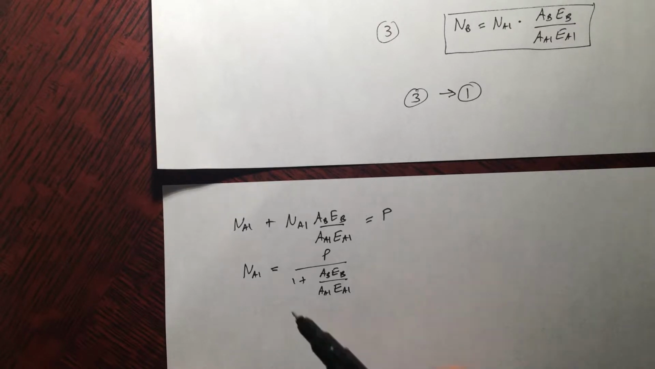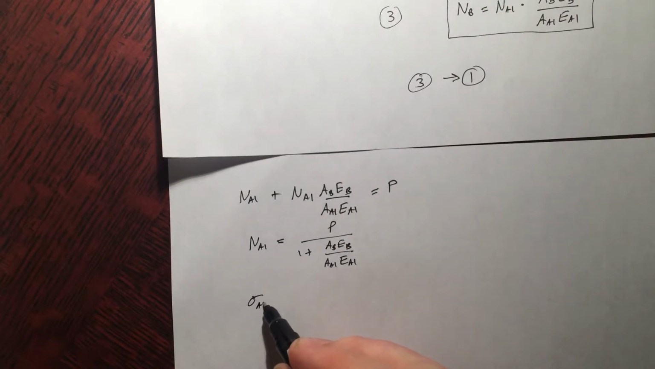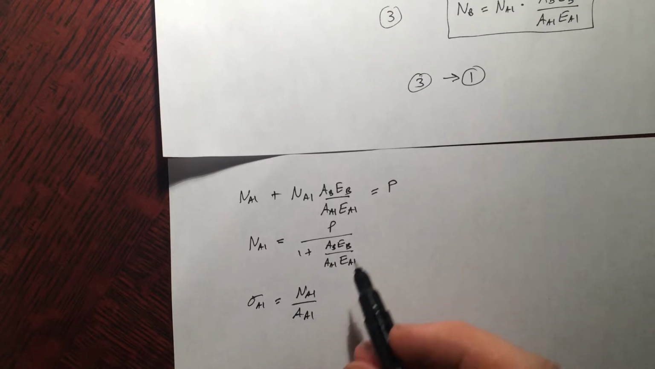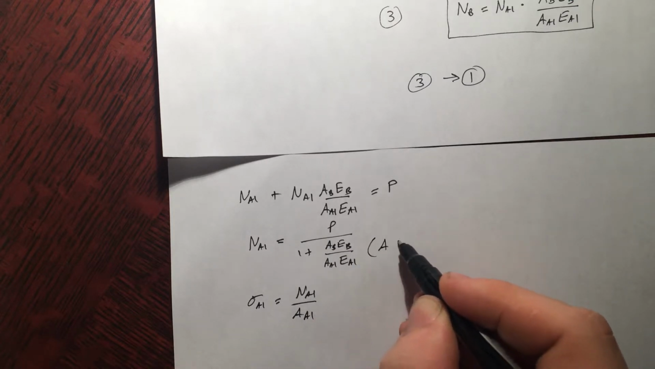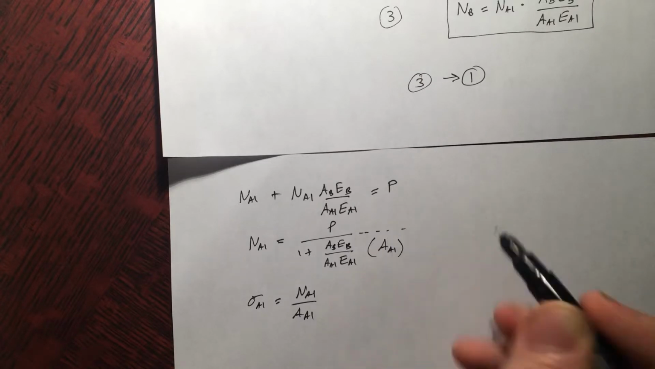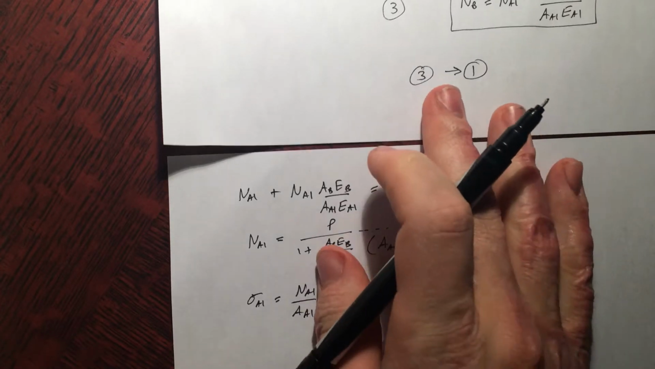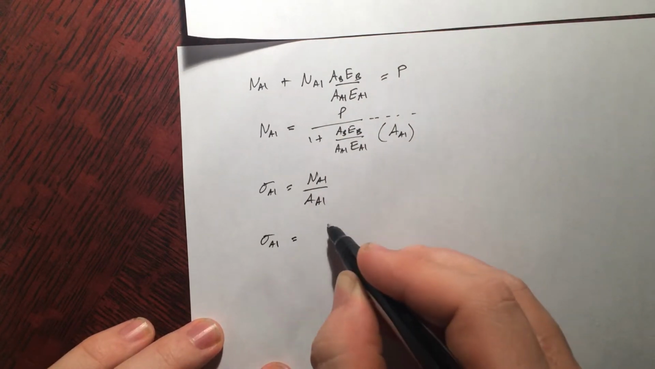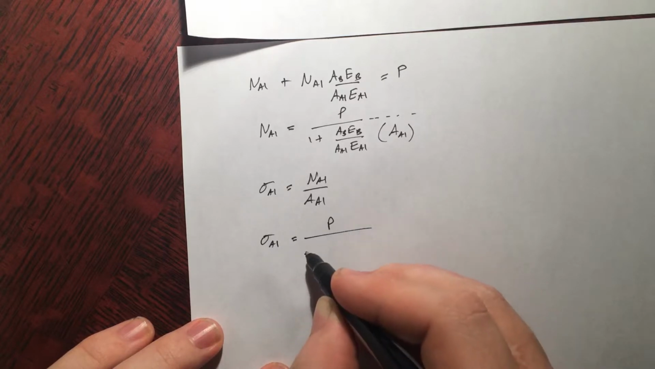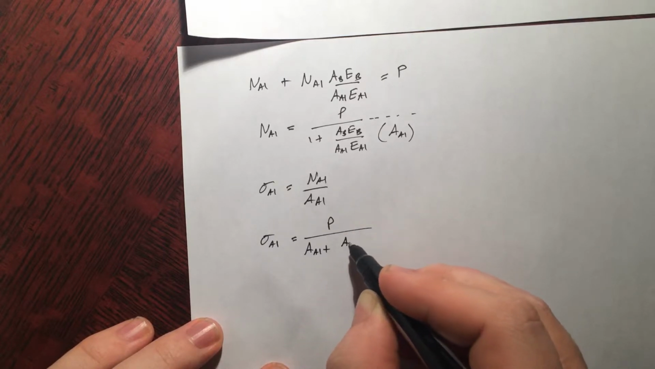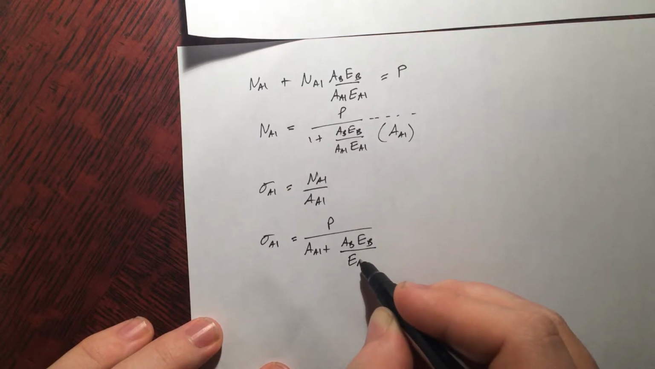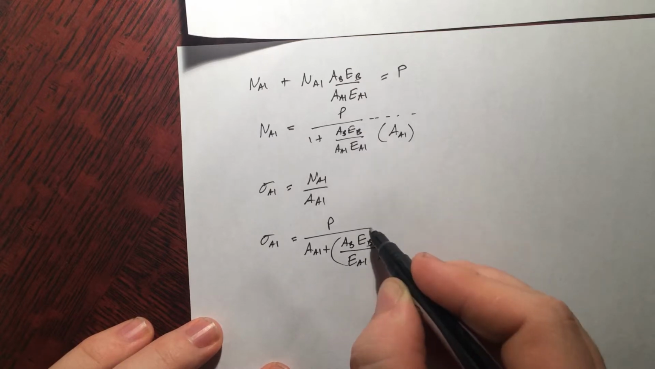So we know that the stress in the aluminum is going to be the normal force in the aluminum over the area of the aluminum. So we just take this equation and divide it through by A aluminum. That's essentially the same as multiplying the denominator by A aluminum. So you can imagine it's going to cross out this piece and add it to here. So the sigma for the aluminum is equal to P over A_AL plus A_B E_B over E_AL.